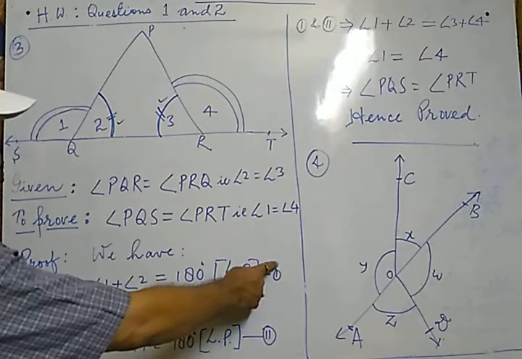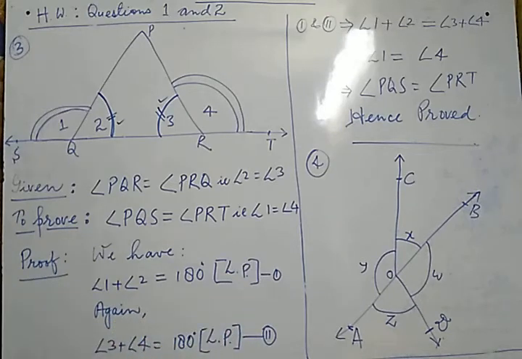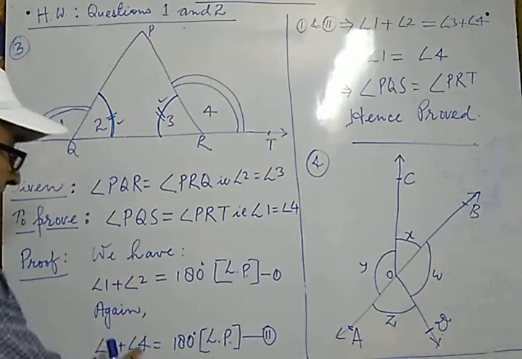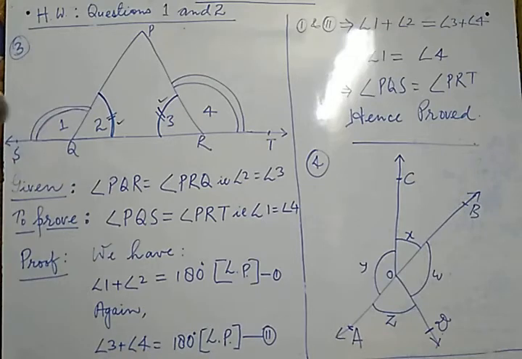Now see equation number 1 and equation number 2. We have to compare them. See, two things are here and two things are here. Two things means two angles are here and two angles are here.